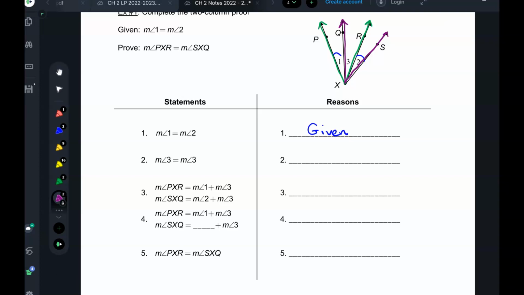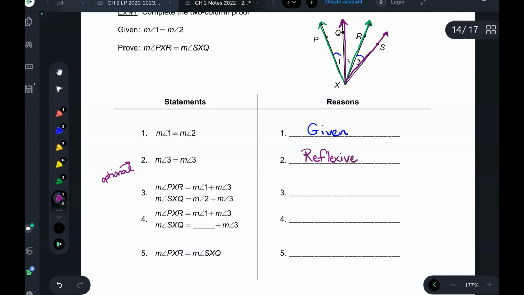Well, the green one is a combination of angles 1 and 3, and the purple one is a combination of angles 2 and 3. And if 1 and 2 are equal, then it makes sense that the big angles have to be equal. But we got this 5-step proof that we want to fill in all the details. This is usually, if you are writing your own proof, an optional step. I just wanted to throw that in there. Is it reflexive? That's the reflexive property. You can abbreviate. You don't have to put property, you can just put REF, that's fine.